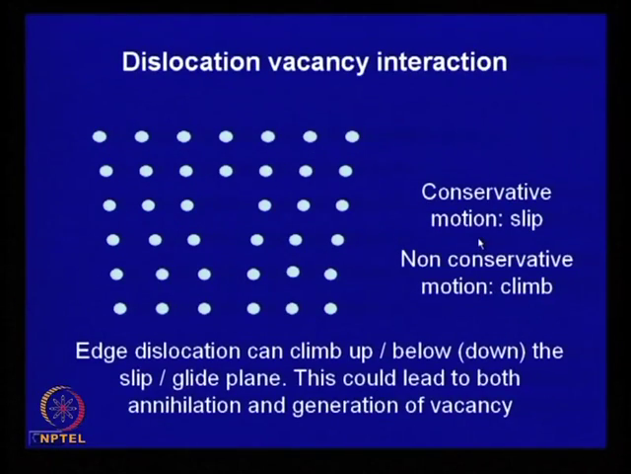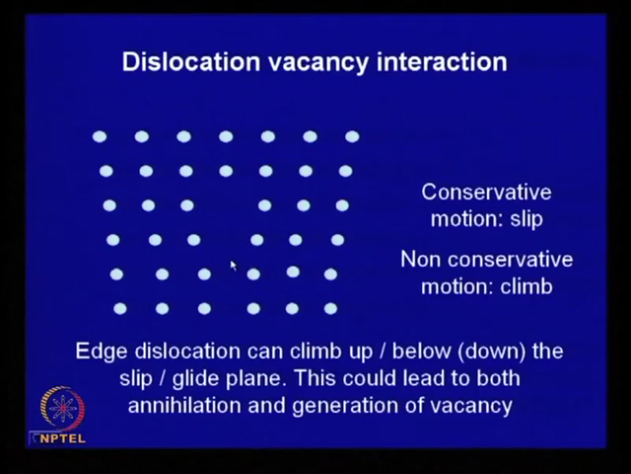Now, which dislocation can climb? We explained it with respect to edge dislocation. Edge dislocation is associated with an extra plane of atoms, and beneath the plane you have a lot of vacant space. So, it is only edge dislocation that can climb. Screw dislocation cannot climb, but screw dislocation can have multiple slip planes, whereas edge dislocation will have a specific slip plane. And this dislocation and vacancy interaction is quite important.